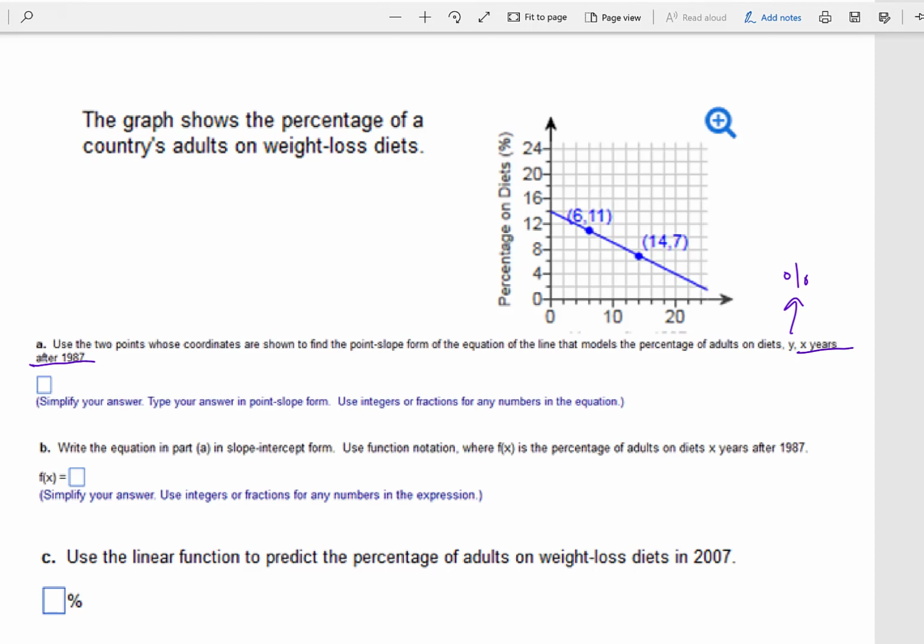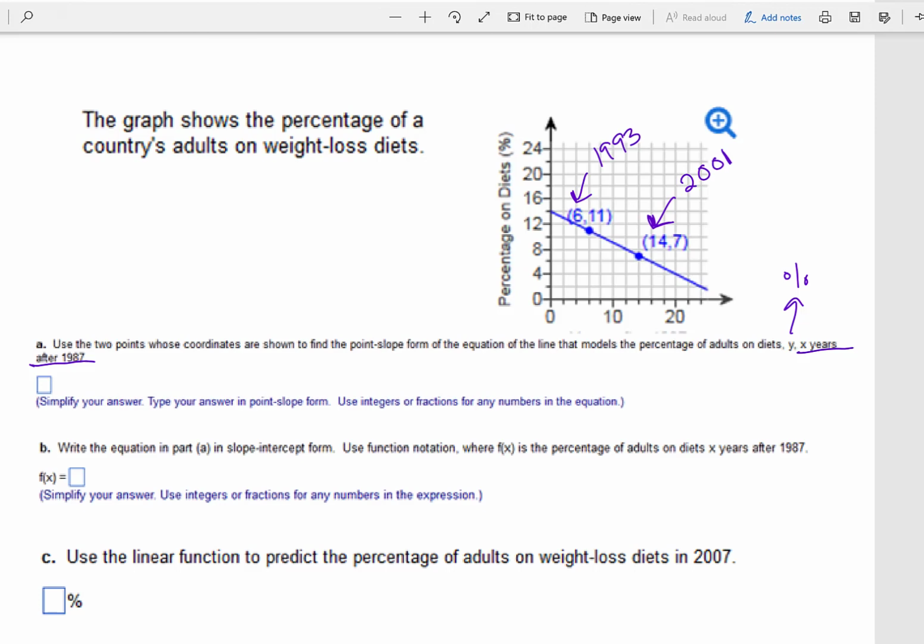So the 6 right here is years after 1987, so that would be 1993. We don't need to determine what year it is here. It's just so I can make that connection with you, because we will have questions later on where we'll have to determine what the x would be and decipher that information. So it's important to show you that. And then 14 would be 2001.